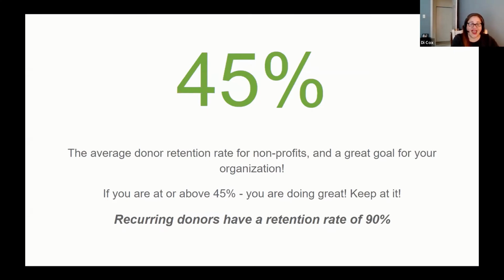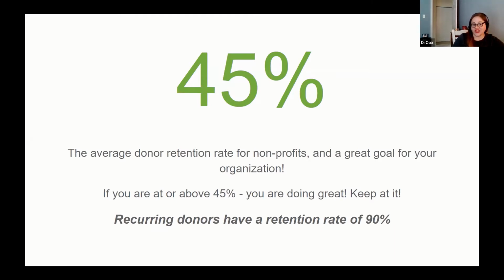45% is the average donor retention rate for nonprofits industry-wide, and that is the goal you should be aiming for if you're below that level. If you are at 45% or above, great job. And remember that it's cheaper to maintain the donor base you have instead of constantly bringing in more. The average retention rate of a first-time donor is only 20%.